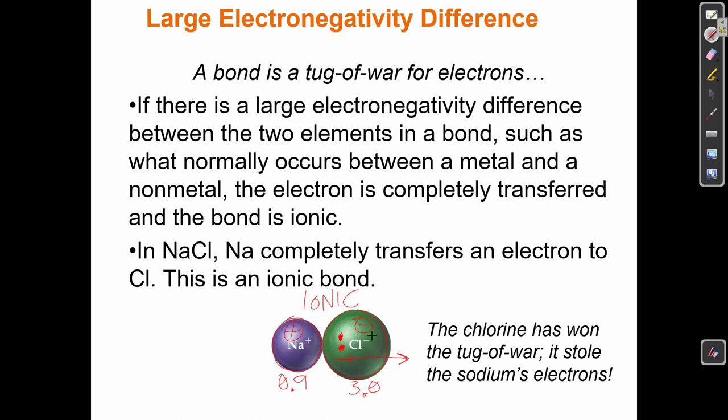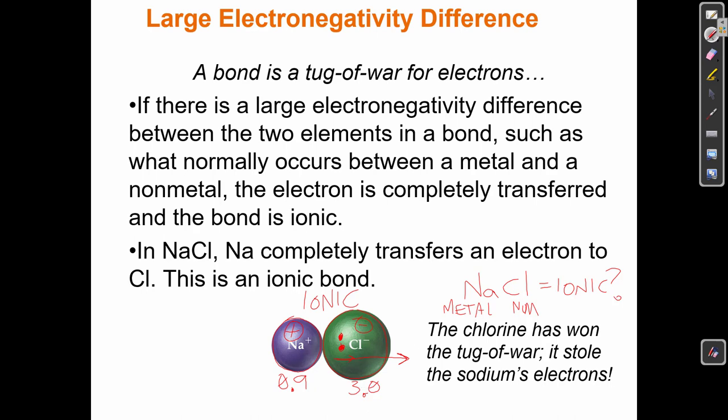So we already knew this. Even before we knew anything about electronegativity, we knew that sodium and chlorine is ionic. How did we know that? Because sodium is a metal, and chlorine is a nonmetal. Let's write NM, nonmetal. So in our previous assignment, metal and nonmetal makes an ionic bond. So now we know why a metal and a nonmetal makes an ionic bond.